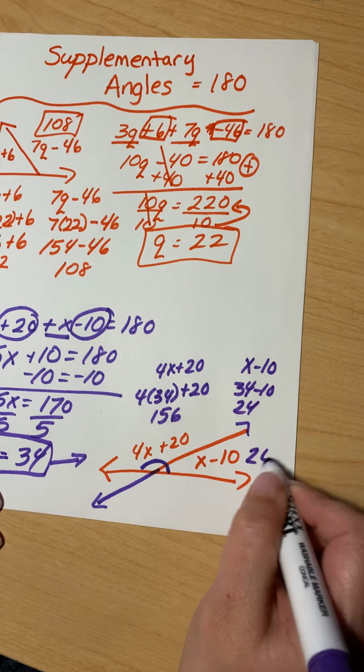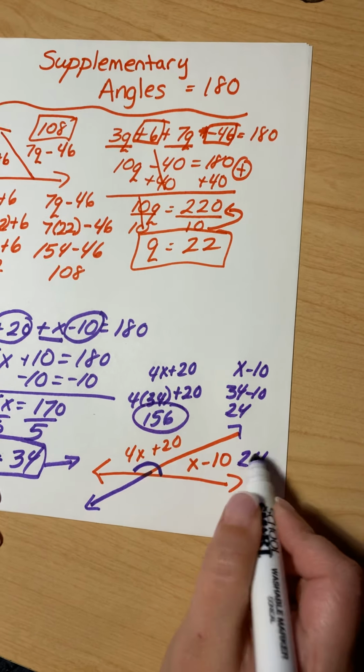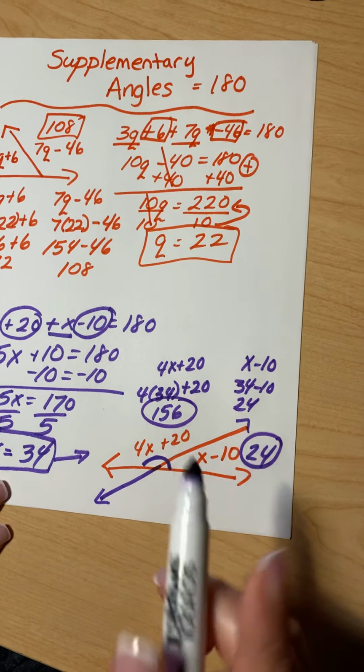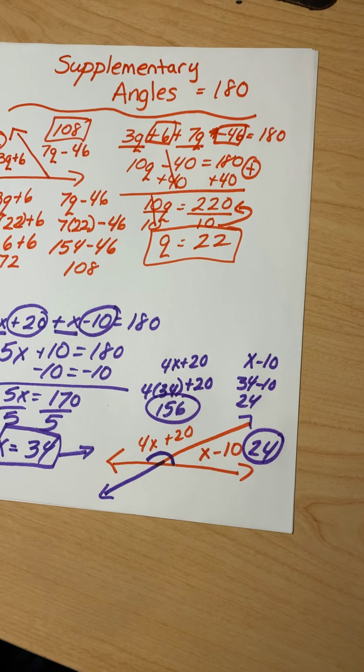That one was easy. 156 plus 24 equals 180. So I know I'm correct.